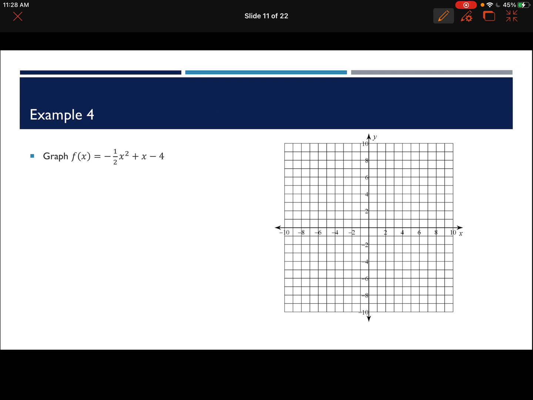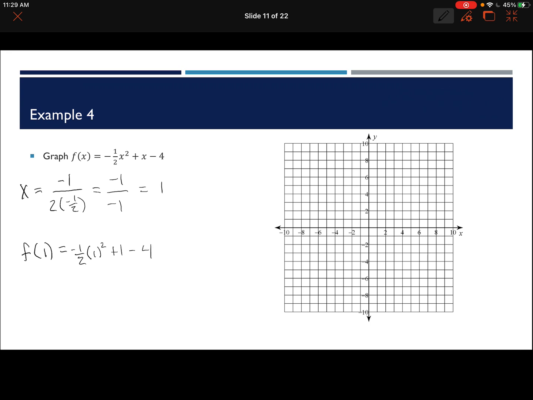The last example for this section is going to be f of x is negative 1/2 x squared plus x minus 4. The x coordinate for the vertex is x equals negative 1 divided by 2 times negative 1/2, which is negative 1 divided by negative 1, which equals 1. The y coordinate for the vertex is f of 1 equals negative 1/2 times 1 squared plus 1 minus 4.